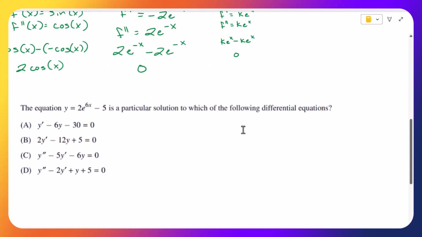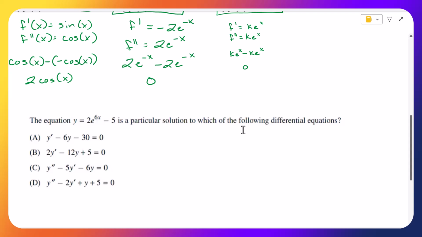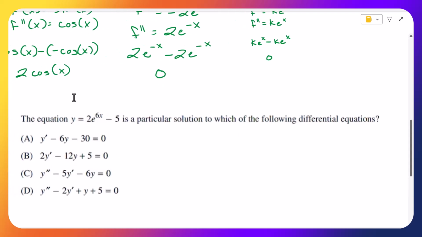This one will require a little bit more work, but I gave us, well, we actually kind of needed multiple choice here. This equation is a particular solution to which of the following differential equations? Okay, so for this one here, I really just want to focus on sort of a testing strategy.